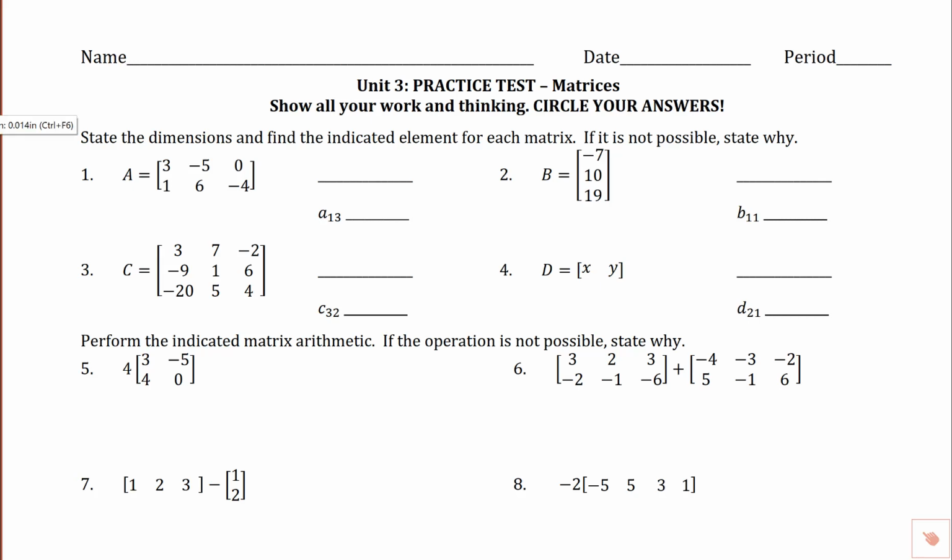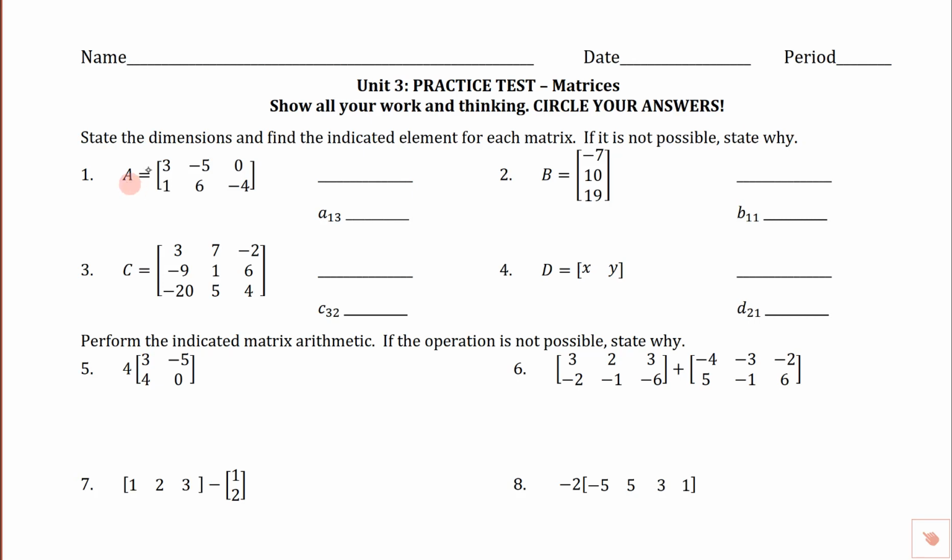Let's get started with the practice test for Unit 3. This is on matrices, and it says show all your work and thinking just like normal, and we're going to need to circle our answers. First part says state the dimensions and find the indicated element for each matrix. If this is not possible, we want to make sure that we state why.